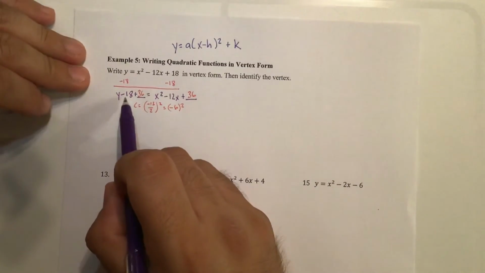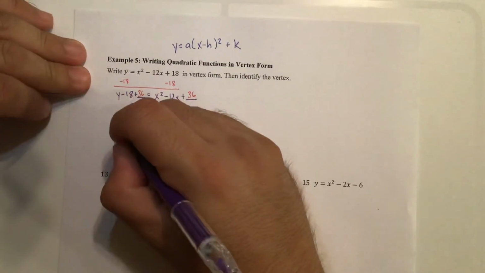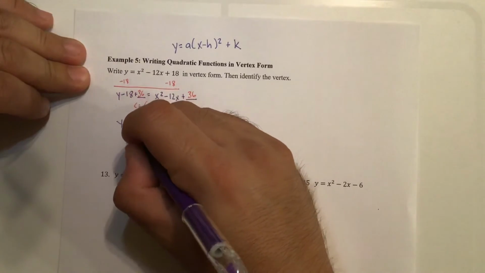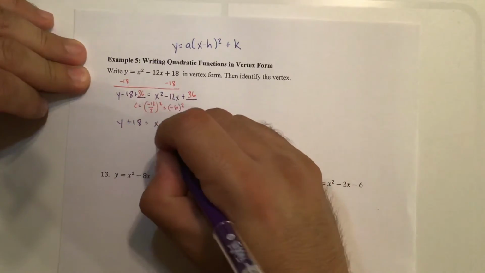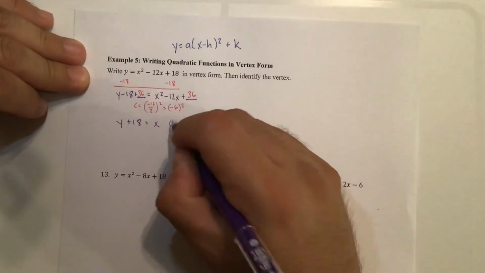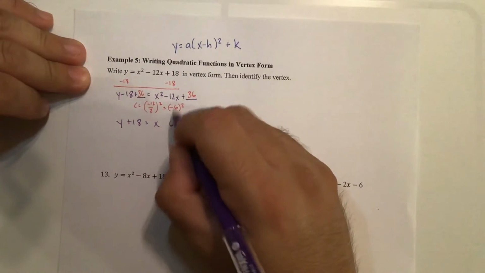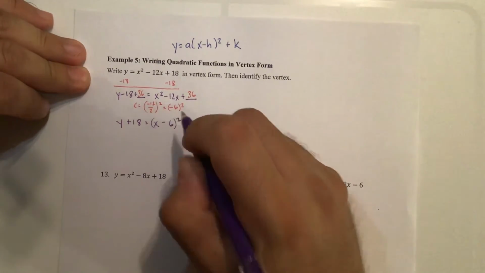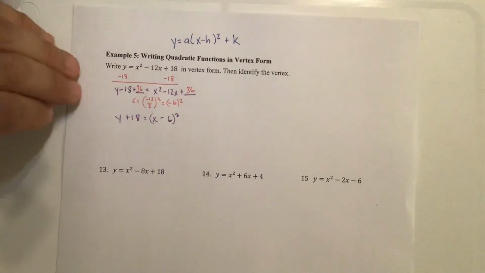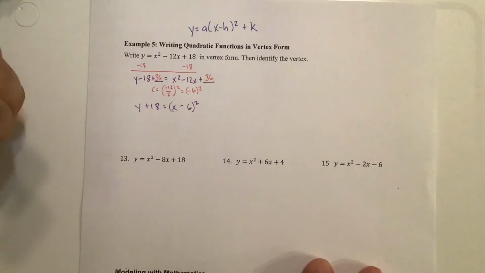So on this left side, negative 18 plus 36 is going to be positive 18. On the right side, we factor it. The square root of x squared is x. Square root of 36 is 6. Multiply it, 6x. Double it is 12x, so use the middle symbol. Parentheses squared.